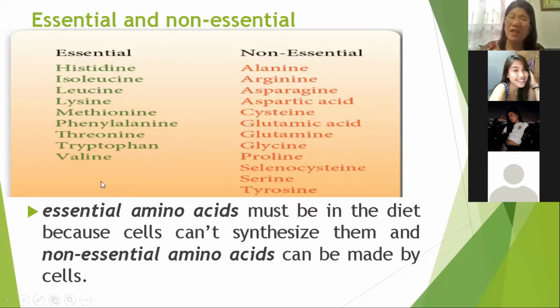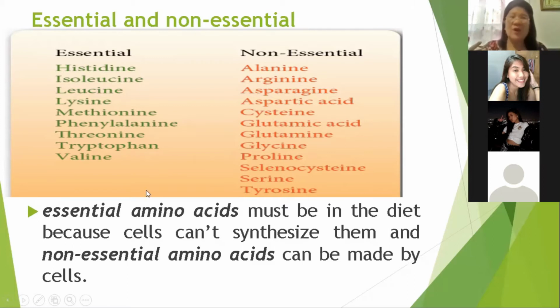But this one should be taken in the diet. I repeat, what makes it essential? This cannot be synthesized by our body, these essential ones. This should be taken from the diet. That makes it essential. It is important because once we do not have this as nutrients, what will happen? We will be lacking histidine, isoleucine, whatever.